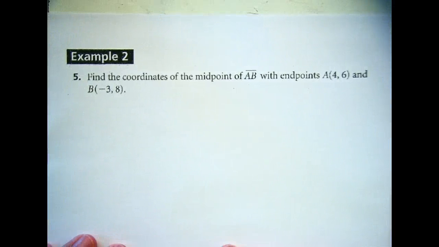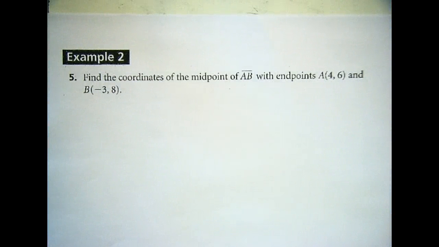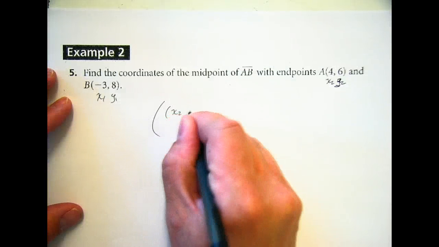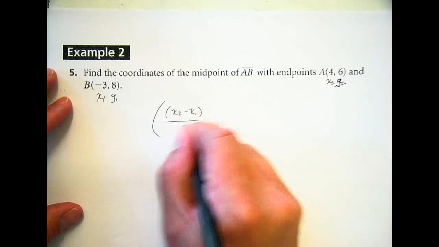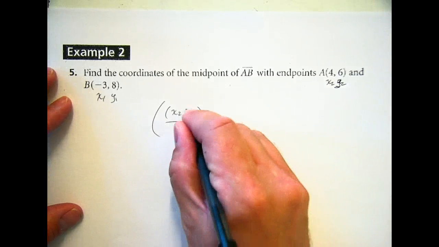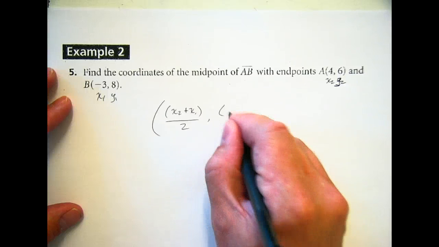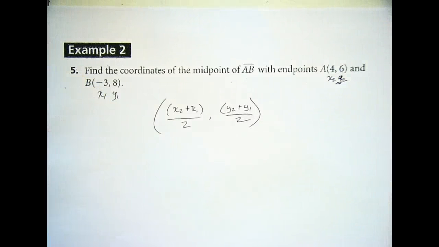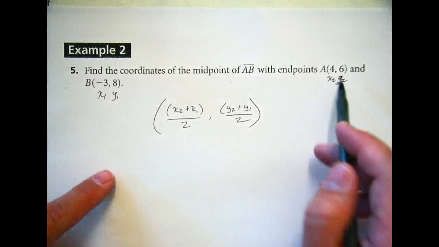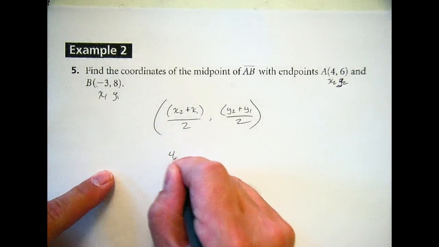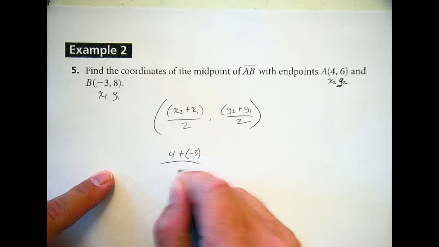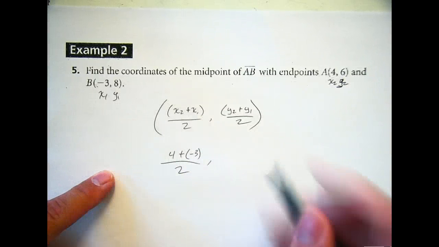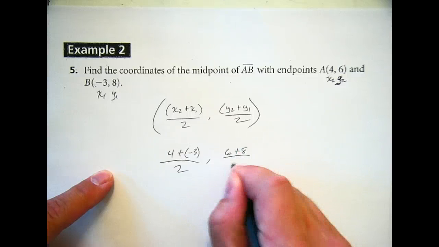Number 5. Let's try this. Find the coordinates of the midpoint of AB with those endpoints. Ready, go. Work together. Okay, remember your midpoint formula. Now, notice I put the 2's first. That's just a habit I have when I'm dealing with points, but it doesn't matter what order you add them in. So I have 4 plus negative 3 over 2, and I have 6 plus 8 over 2. It doesn't matter the order there.